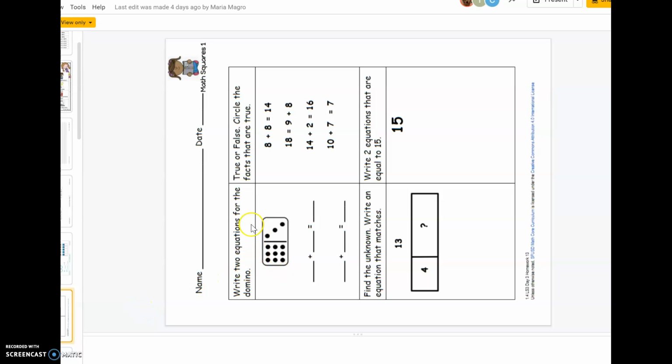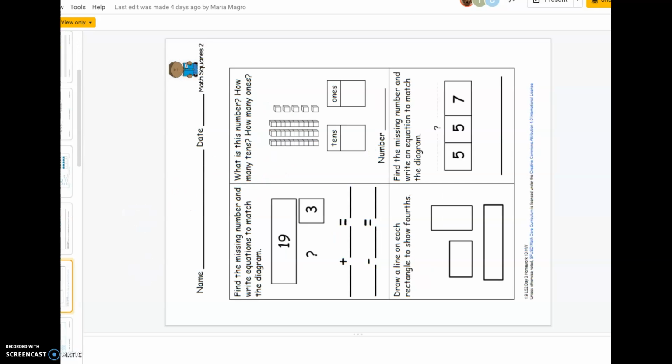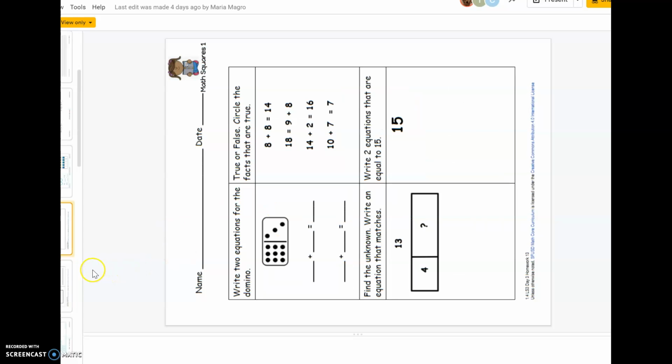This one is write 2 equations for the domino. So you could write 2 different equations over here for the domino. I'm not going to give you the answers. These look pretty simple. This is the math squares 1, and these are the math squares 2. So as you're doing these, my friends, you can pick any one of these for today.